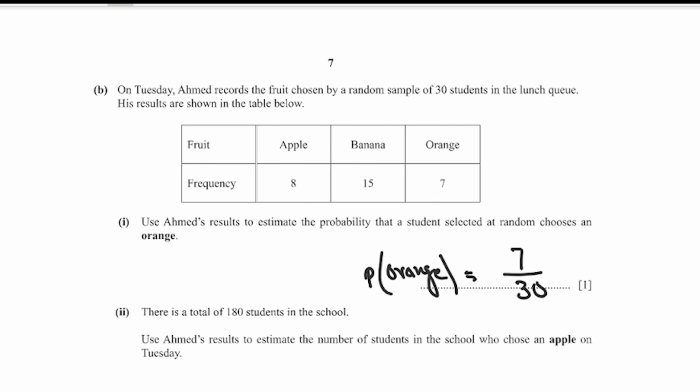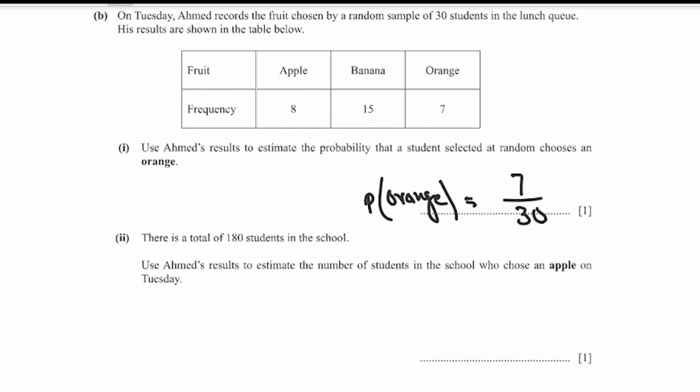There is a total of 180 students in the school. Use Ahmed's results to estimate the number of students in the school who chose an apple on Tuesday. How many students have chosen apple? 8 students have chosen an apple on Tuesday. So what will be the probability? What will be the total number of students out of 180? Okay.